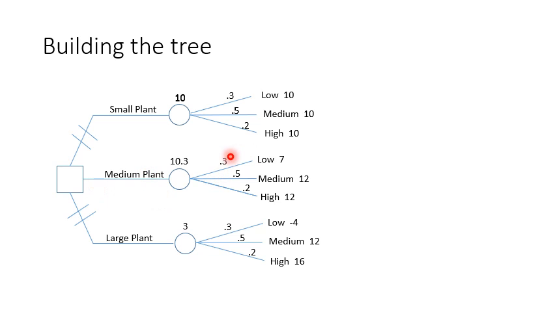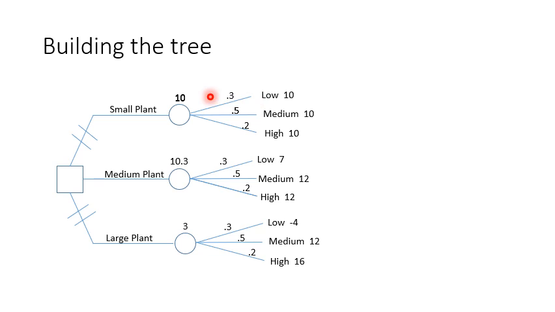Medium plant, same probabilities, but the payoffs are different. Low 7, medium 12, high 12, just as we had previously. And the large plant, we have the same probabilities. Low demand -4, 12, and 16.